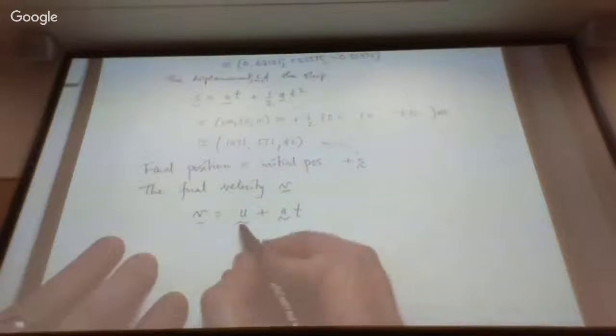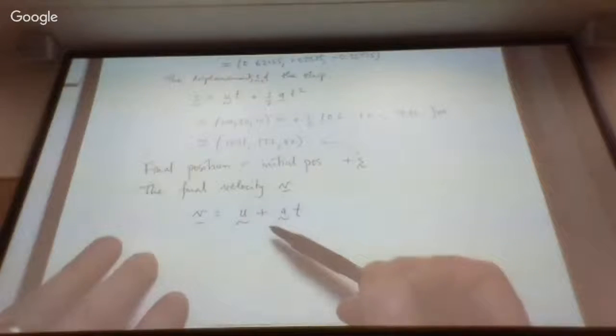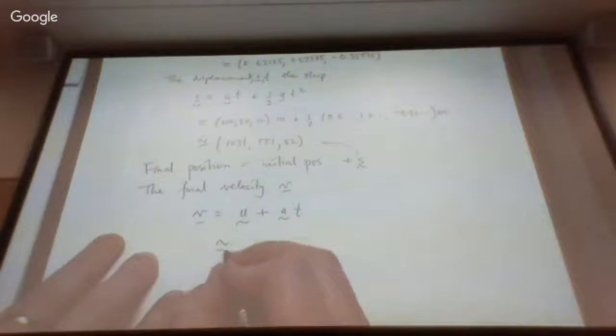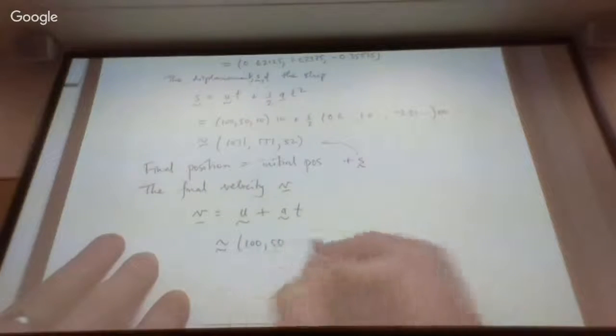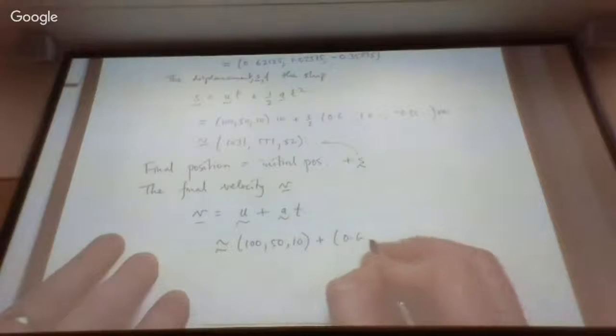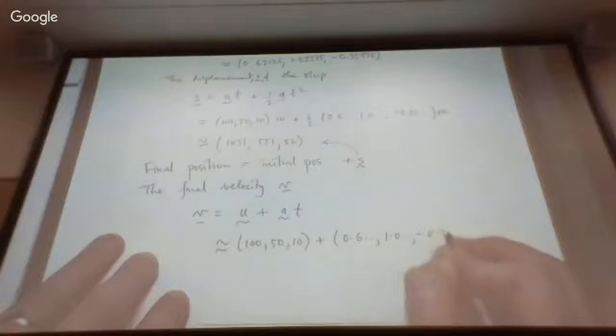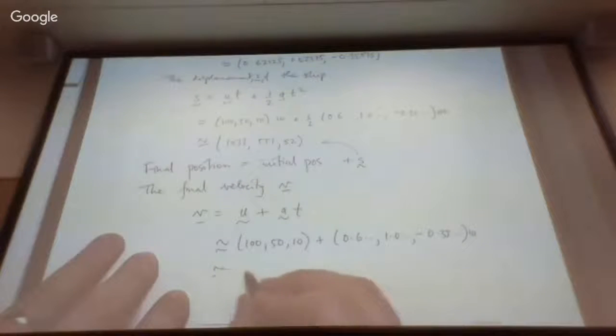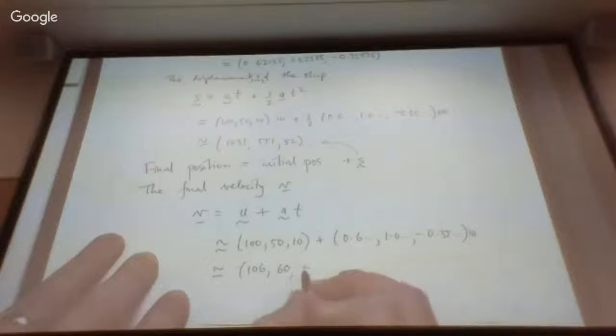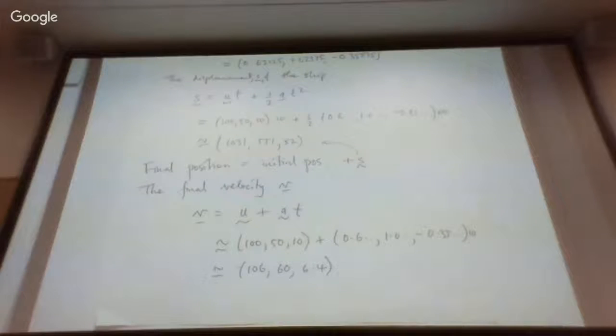Okay. We know the initial velocity, we've got our acceleration vector, and we know t is 10 seconds. So it's 100 as the v, acceleration is this 0.6, 1.0, minus 0.35, and so on. And this time we're multiplying that by 10. So this is approximately 106, 60, and 6. Just approximately. Okay, but that's just there to illustrate the use of force, or how we might admit the force vector into these descriptions.